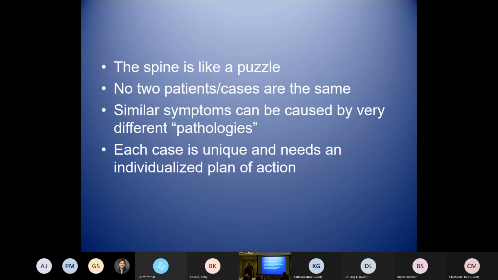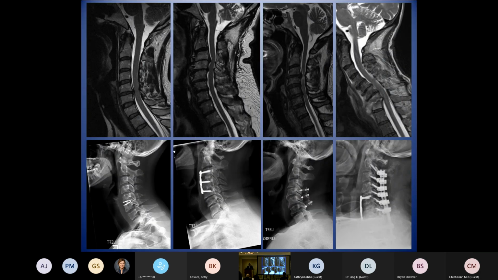So I'll wrap up here, and I apologize for running over. The message again is the spine is kind of like a puzzle. There's no 2 patients that are exactly the same. Similar symptoms can be caused by very different pathologies, and each case is unique. And when it comes to these kinds of problems, each patient really needs an individualized treatment plan that suits their pathology and suits their general health status and what we're trying to treat. So 4 different cases, 4 different answers, and I think this really nicely demonstrates the range of options that we have in treating cervical stenosis.